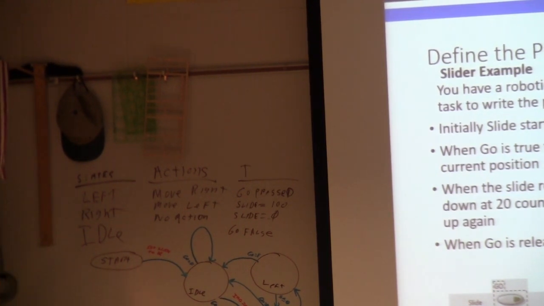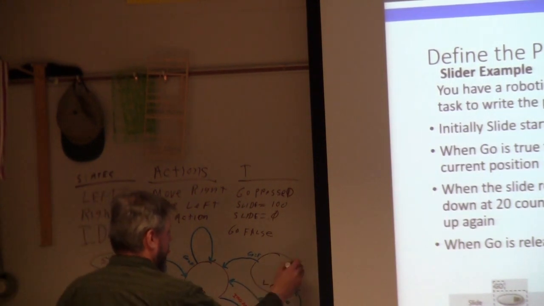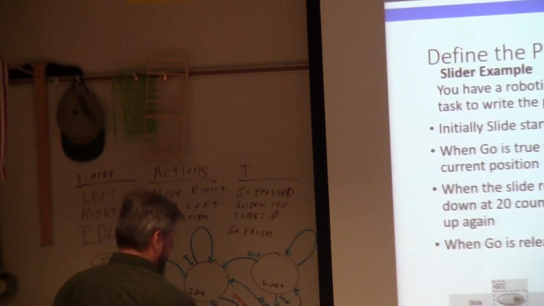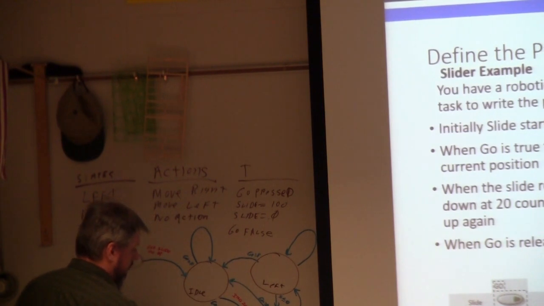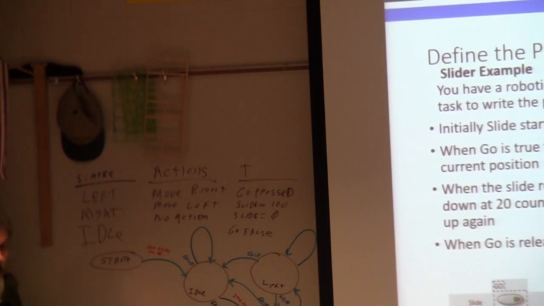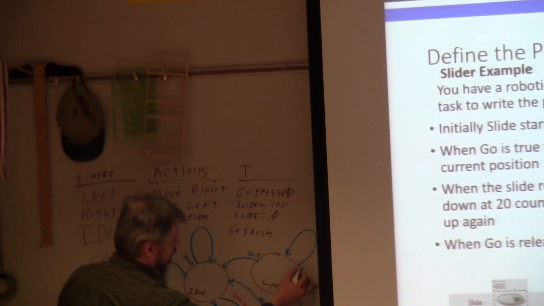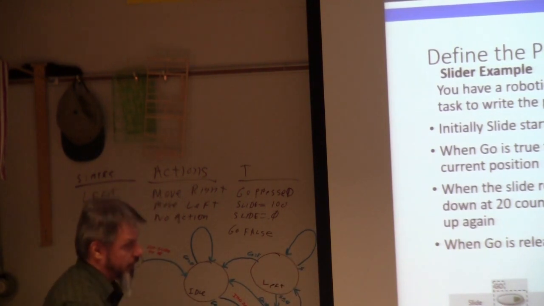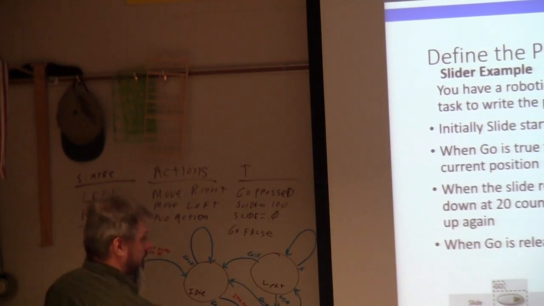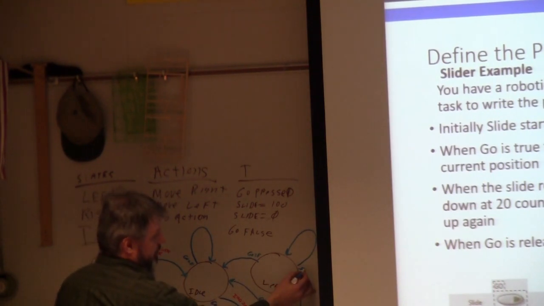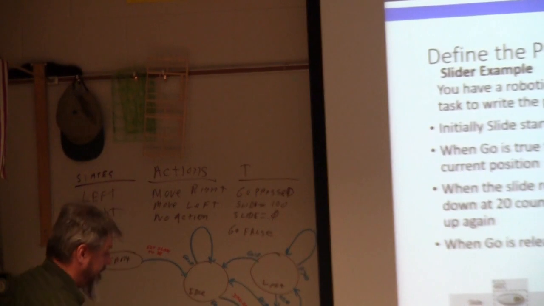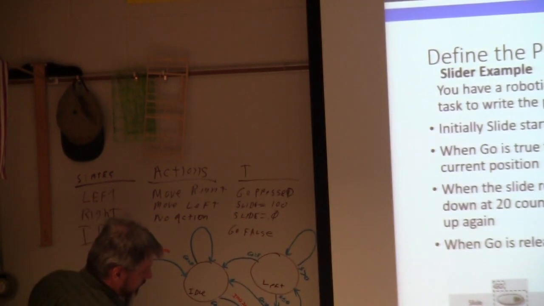Okay, let's see, did I miss any? Oh, left. Left back to left, and right back to right. So if I'm going left and my next state is left, what's the transition? Slider going left, that's your left, right? Slider is greater than 0. And here the slider is less than 100.